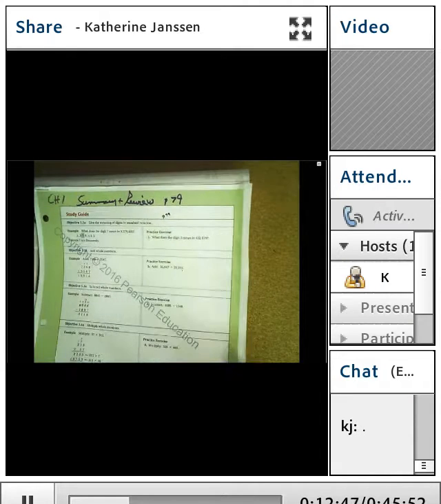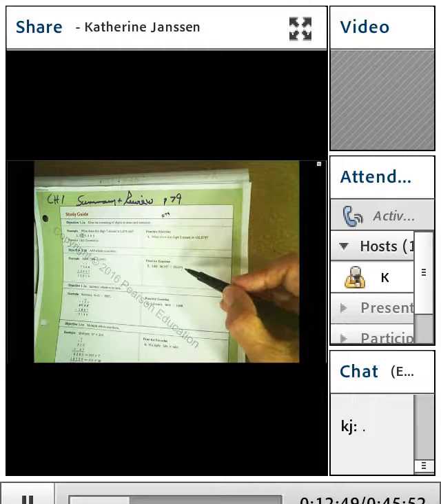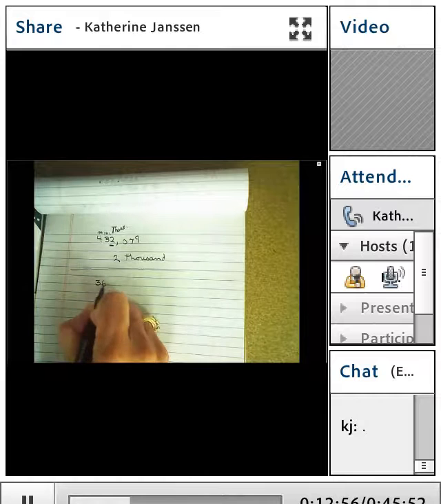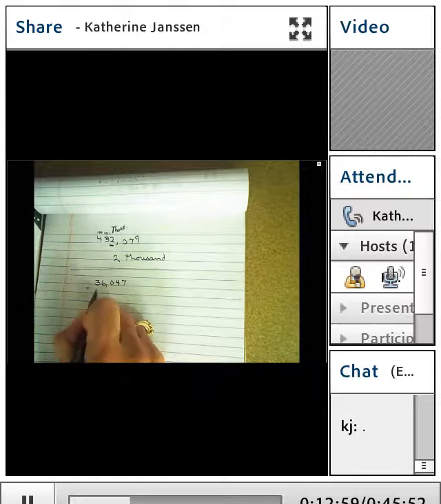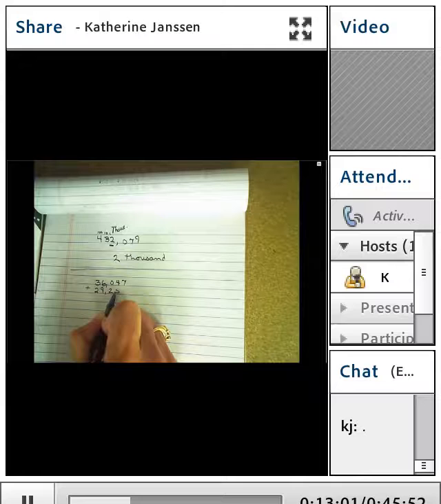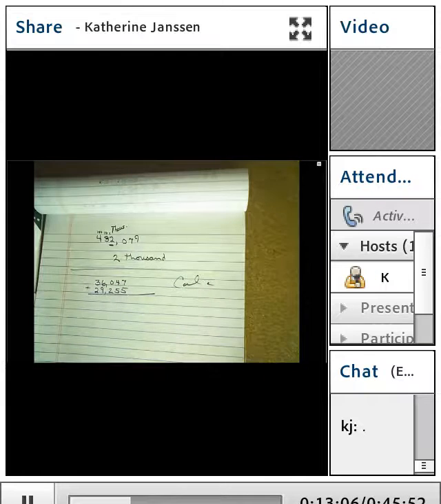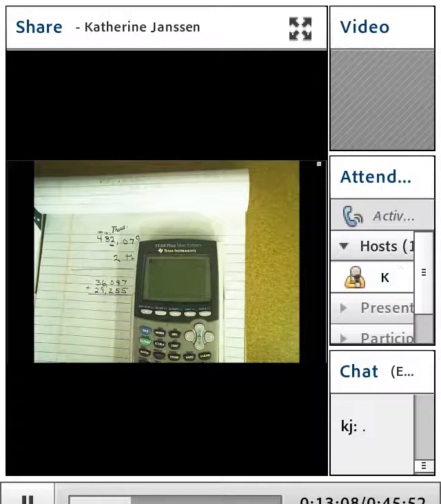Number 2, add 36,047 plus 29,255. So we're going to add 36,047 plus 29,255. And this can be done on your calculator or Google Calc. 36,047 plus 29,255, and we get 65,300.